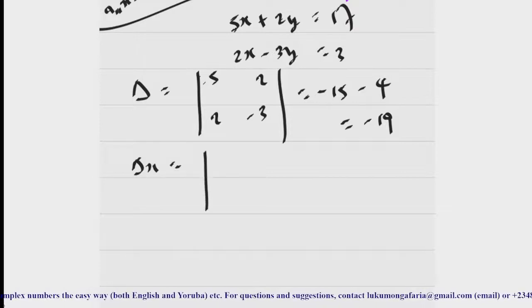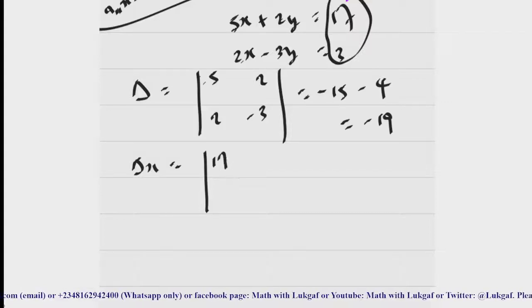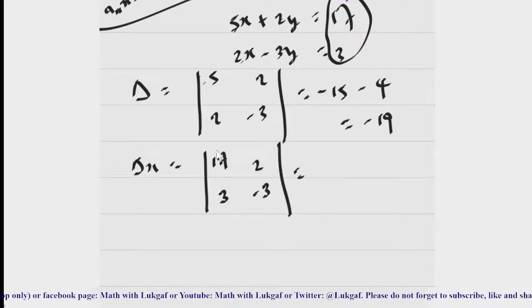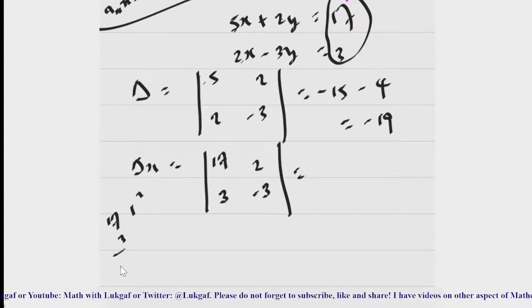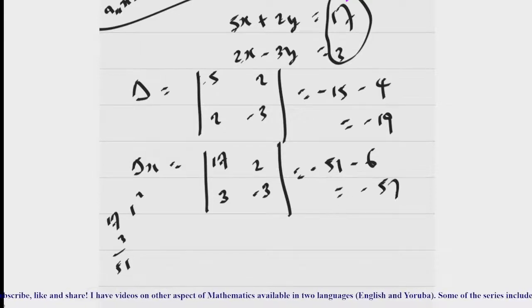So you now find your dx. If you want to find your dx, you will not copy the coefficients of x here, but you will replace them with the ones on the other side. Instead of writing 5, 2 here, what you are going to write now is 17, 3. Then you copy that of y, 2, minus 3. Now, what is 17 times minus 3? That is minus 51. So I have minus 51 minus 6. Minus 51 minus 6 will give you minus 57.